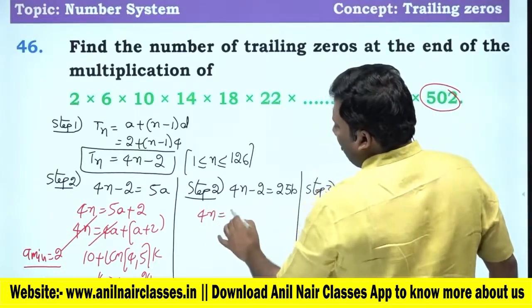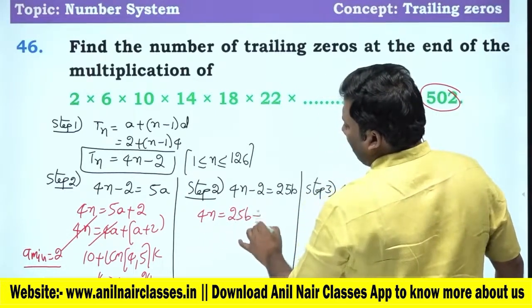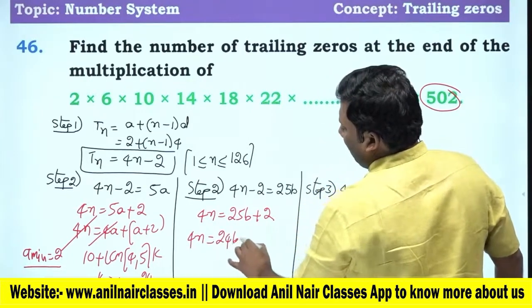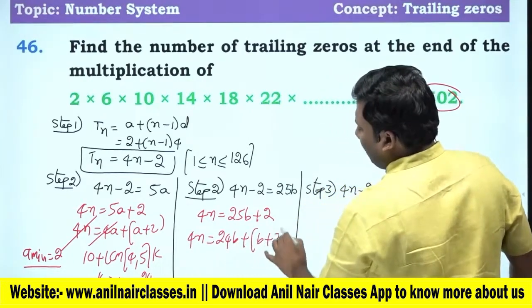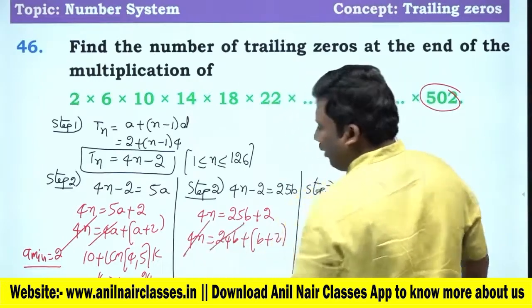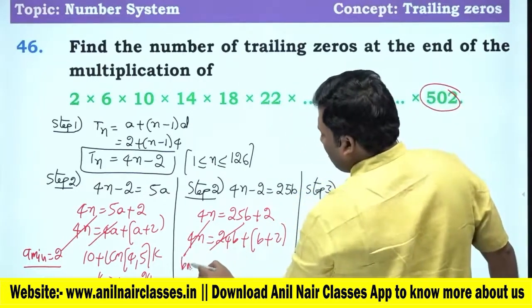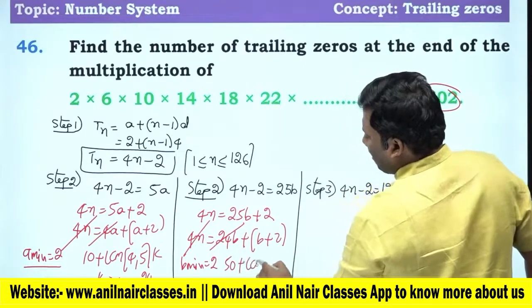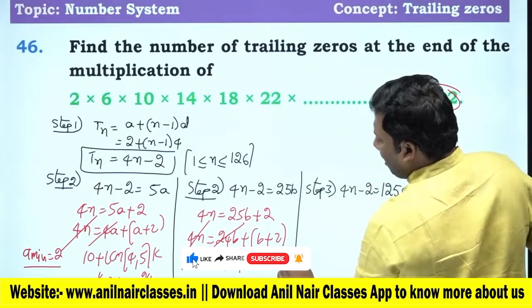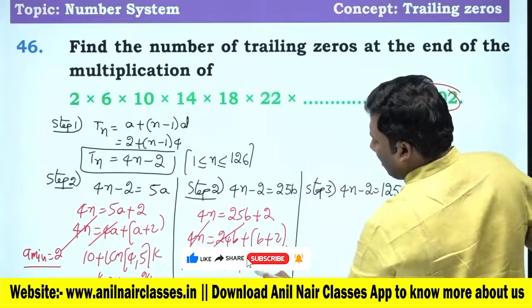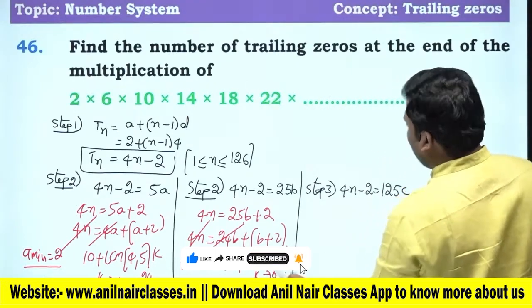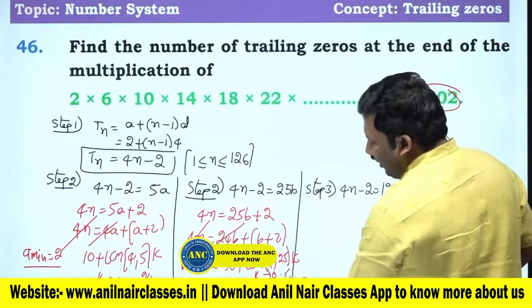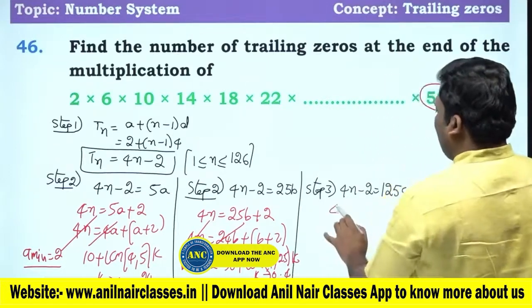Second case, 4n is equivalent to 25b plus 2. 4n is equivalent to 24b plus b plus 2. Divisible by 4. B minimum will be 2. So it is 50 plus LCM of 4 comma 25 into k. K will be 0 to 4, because 5 twenty-fives? 100 fives are 500, 500 plus 50 is 550. So 0 to 4.